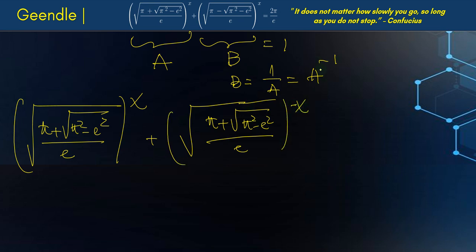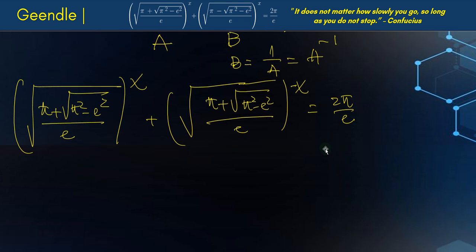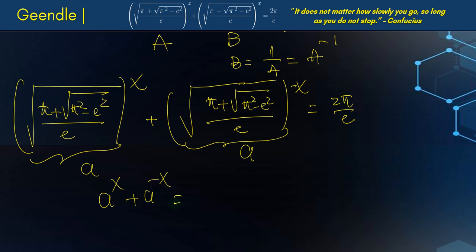Minus x, right, because of this one here. And then we got that this is equal to 2 pi over e. Okay guys, now that I have that this one is equal to this one, I'm going to call it a. This is a. So I have a to the x plus a to the minus x, and this is equal to 2 pi over e.